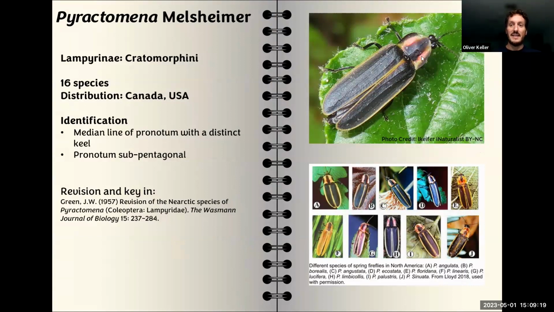Easy way to identify these for the US, for our area, is this median keel. Here on this picture, you can see that on the head shield. There's a line running from the base to the apex, this raised kind of keel, and if you see that, that's a species of Pyractomena. And the pronotum is also subpentagonal, so I think this is one of the easier genera to identify and look at.